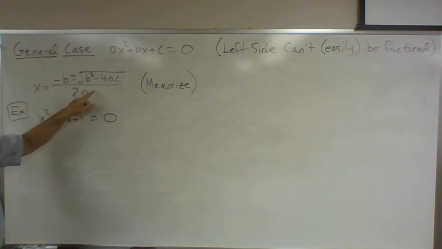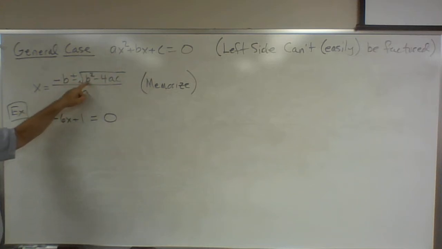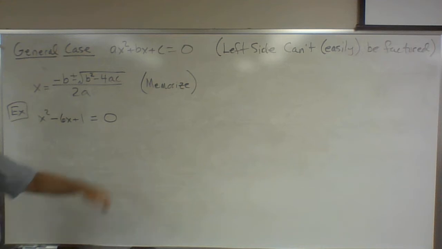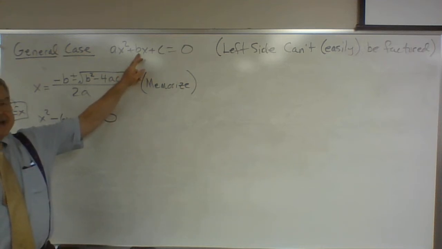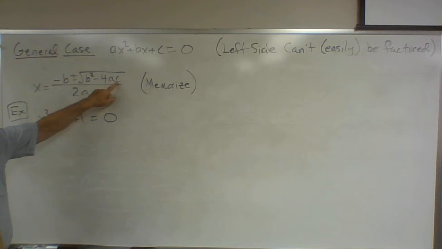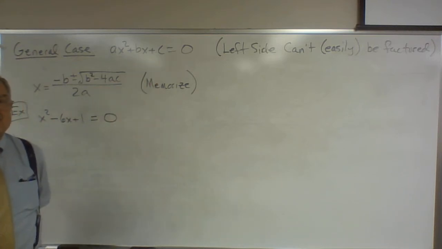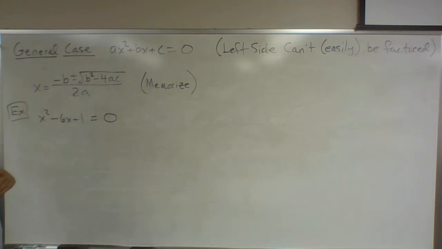We see an a here and we see an a there. What is a? A is the coefficient of x squared. We see a b here and we see a b here. What's b? B is the coefficient of x in the equation that we're trying to solve. And we see a c here. What is c? C is the constant term in the equation that we're trying to solve. So let's analyze this in terms of a, b, and c.